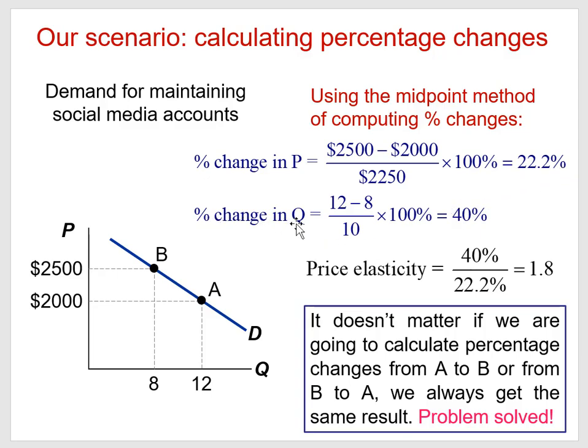Next, percentage change in quantity. That's equal to the difference between quantities over the average of the quantities. So 8 plus 12 is 20, divided by 2 gives us 10. So that's multiplied by 100. So that gives us 40%. Now we put these two results into the price elasticity formula. So that's percentage change in quantity in the numerator, the percentage change in price in the denominator. So the ratio is 1.8.